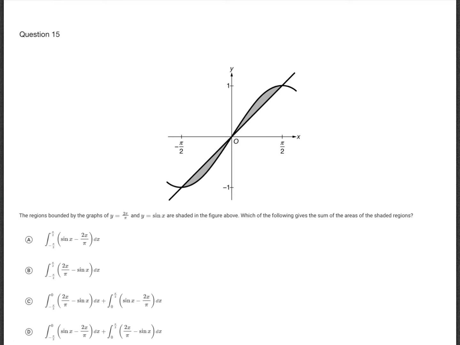and then we'll use the x values of the intersection points as our limits. So let's find the x value of all these points. We know this is 0, 0. Let's find these other 2 points. Okay, so let's just set these functions equal to each other. So sine x equals 2x over pi.